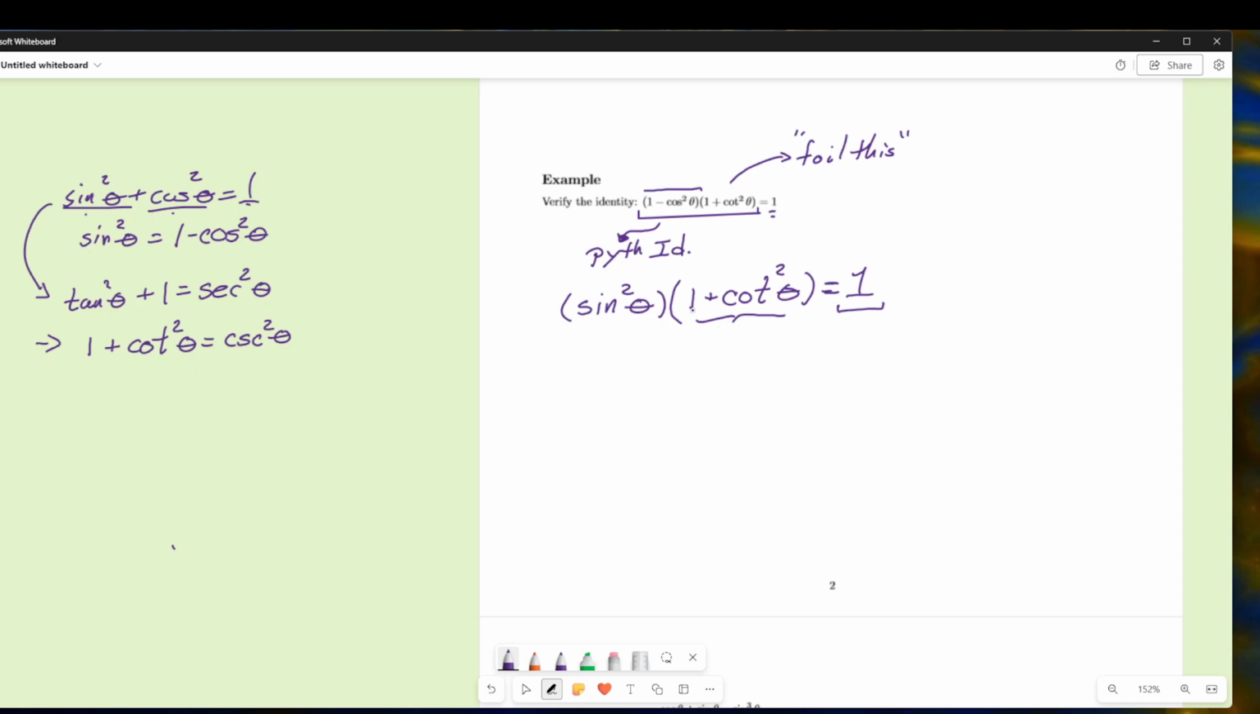That means we can turn this 1 plus cotangent squared theta into cosecant squared theta, leaving us with sine squared theta times cosecant squared theta.